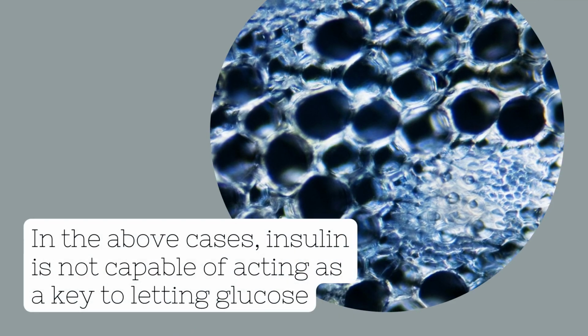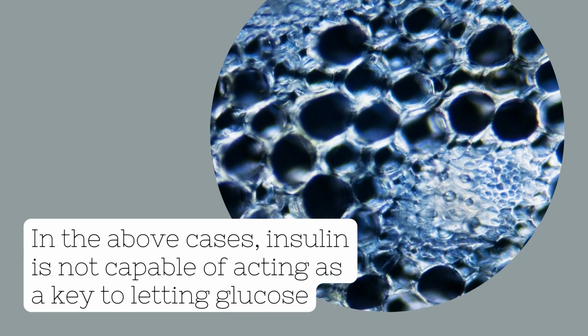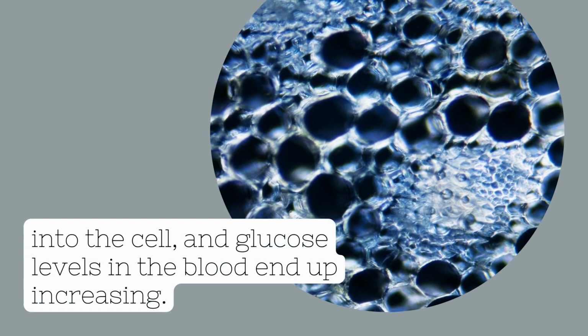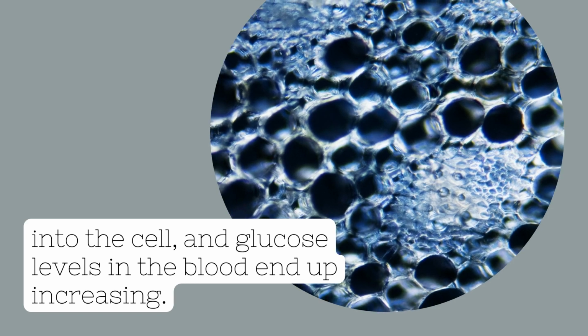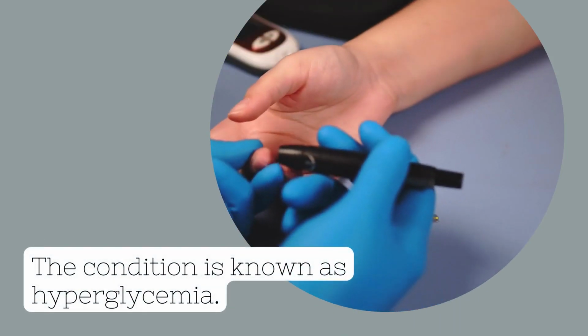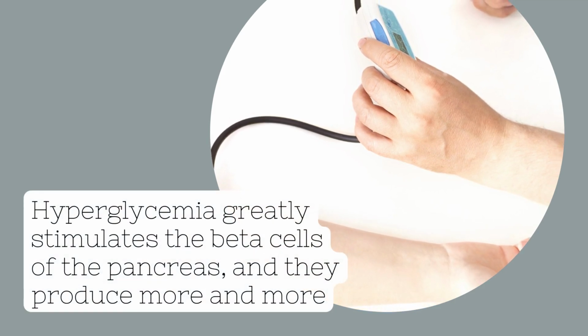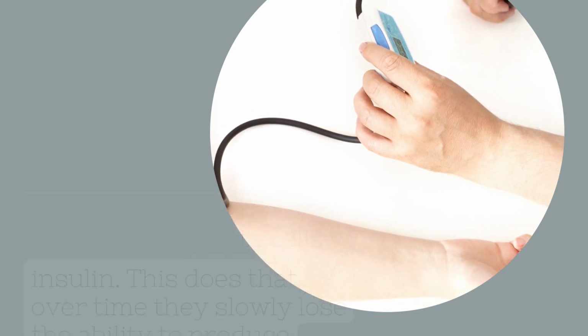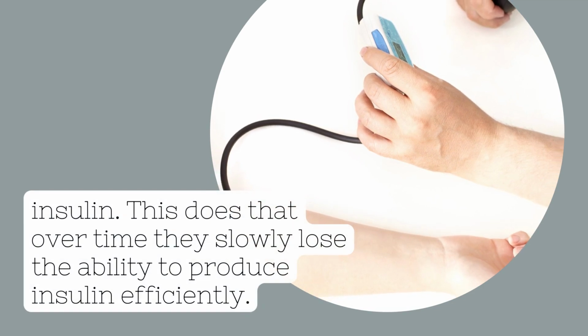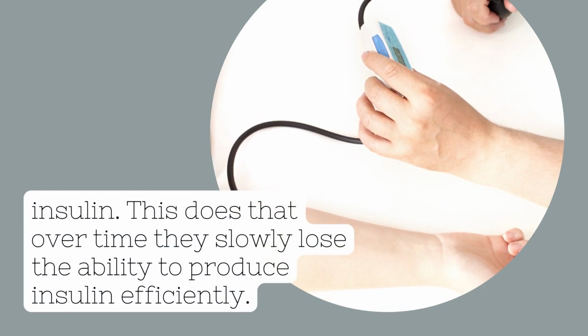In the above cases, insulin is not capable of acting as a key to letting glucose into the cell, and glucose levels in the blood end up increasing. The condition is known as hyperglycemia. Hyperglycemia greatly stimulates the beta cells of the pancreas, and they produce more and more insulin. Over time, they slowly lose the ability to produce insulin efficiently.